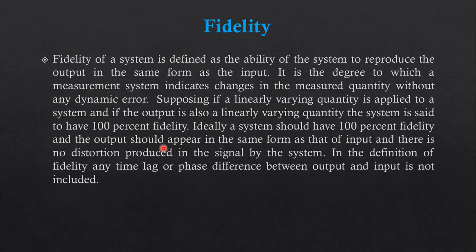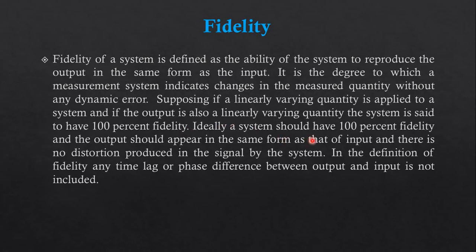Now next is fidelity. Fidelity of a system is defined as the ability of the system to reproduce the output in the same form as the input. So whenever we give the same amount of input, our output needs to be the same, or we can say it reproduces the same output. It is the degree to which a measurement system indicates change in the measured quantity without any dynamic error. Suppose a linearly varying quantity is applied to a system and the output is also a linearly varying quantity, the system is said to have 100% fidelity, because the output changes with our input. So our output is directly proportional to our input, so it has 100% fidelity.